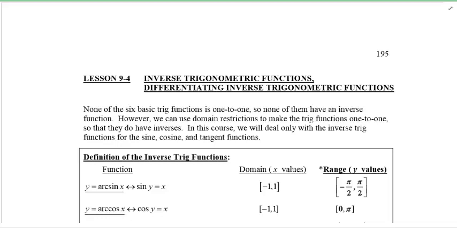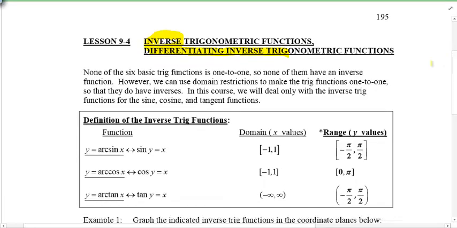Alright, more trig stuff, but this time we're going to be talking about inverse trig functions and how to differentiate these. Now, none of these six basic trig functions are one-to-one. One-to-one meaning that for each x value there's only one y value, right? If you think about the graphs, they're periodic, so there are multiple x values for the same y value. So really then, none of them have an inverse which is a function, right?